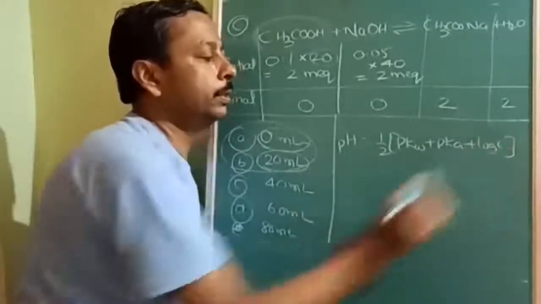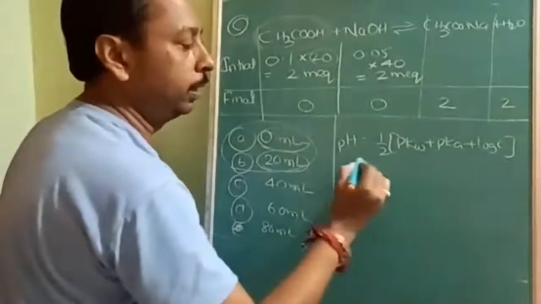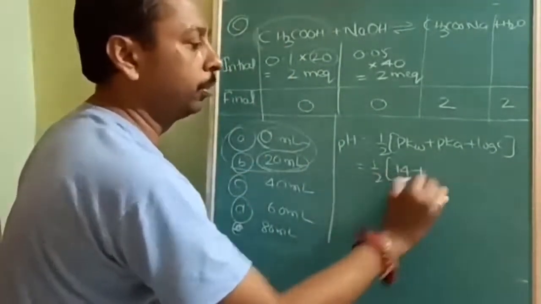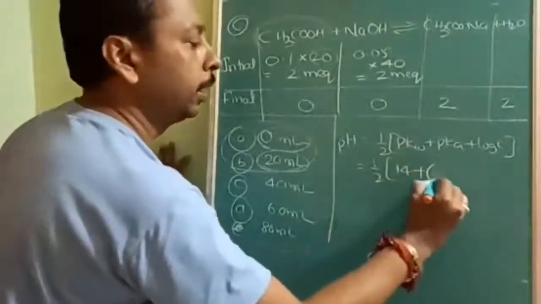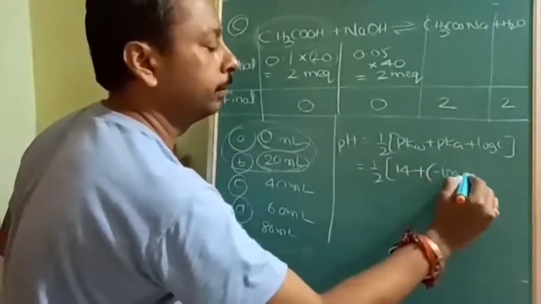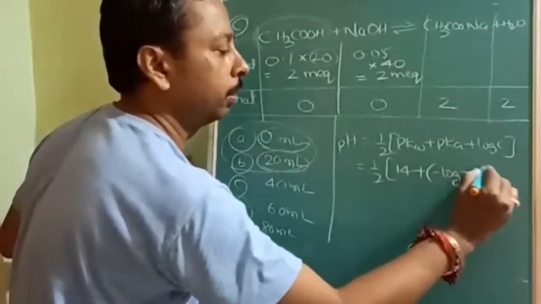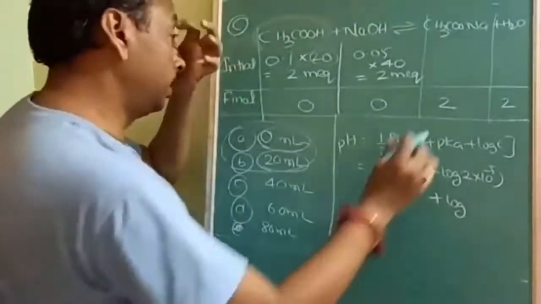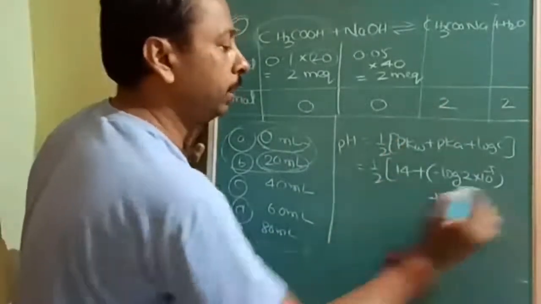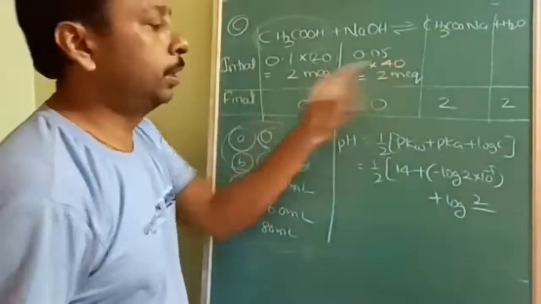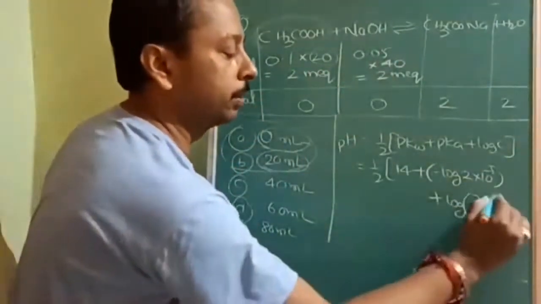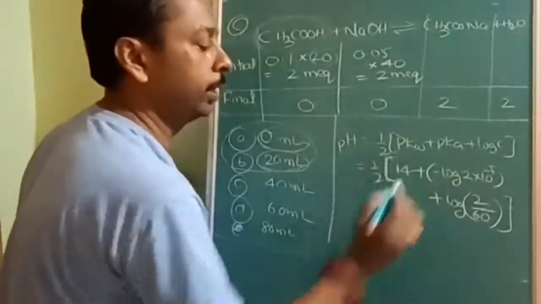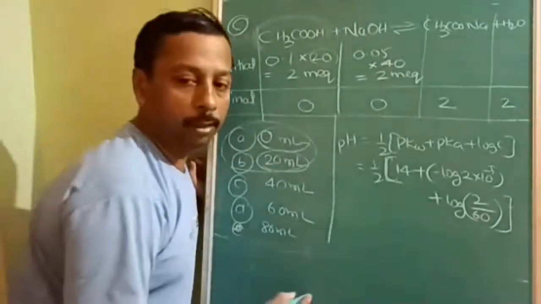Is it understood? And problem will be here also. So all of you listen carefully. 1 by 2. pKw is 14 and pKa already given, negative log of 2 into 10 to the power of minus 5. Okay. Plus log C here. Concentration will be 2 milli equivalent by 2 plus 40, 60 ml. So this is how you have to simplify to get the pH. Is this clear to all of you?